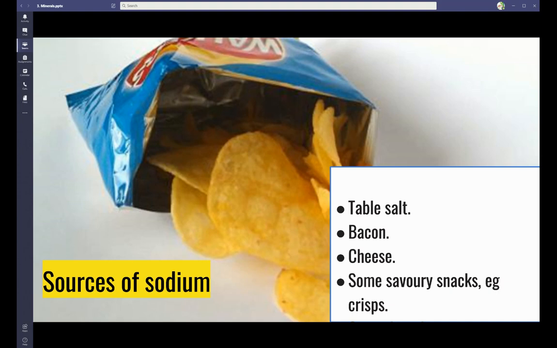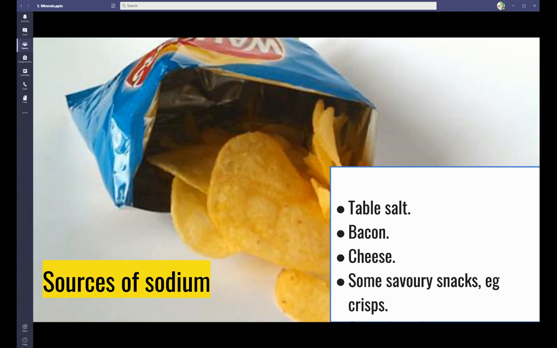Now, if we are getting too much sodium in our diet, we are at risk of high blood pressure as well as strokes and coronary heart disease. So this is something that the government push every year to try and lower our intake of sodium because it's found naturally in all these foods that we eat, and yet we still add it to our foods as well.